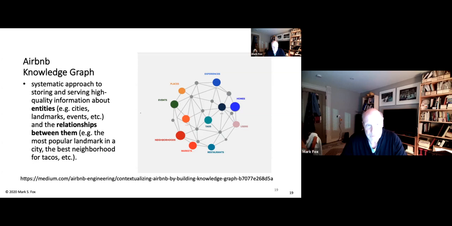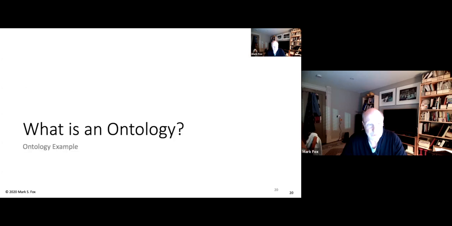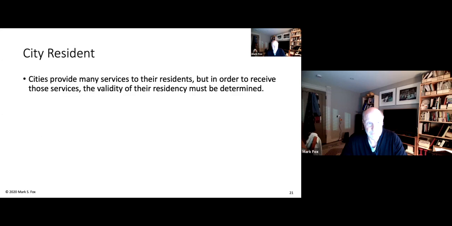So what does an ontology look like? For real. Let's go back to the city resident example. Okay, I mentioned city resident as an example of something that appears in a knowledge graph, and I provided a definition of city resident at the second level of what an ontology is.